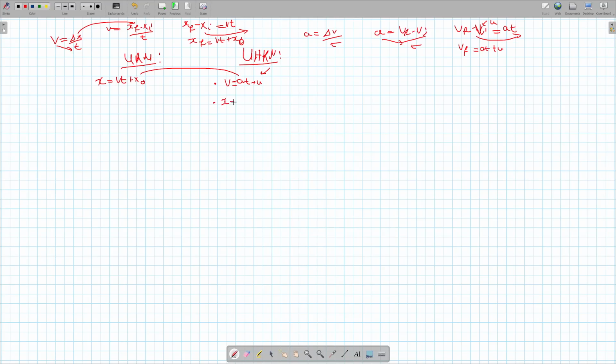Second one: x equals half at squared plus ut plus x node. Third one: x equals (u plus v) over 2 times t. Fourth one: v squared minus u squared equals 2a delta x. Delta x, or you could just say x, whatever.